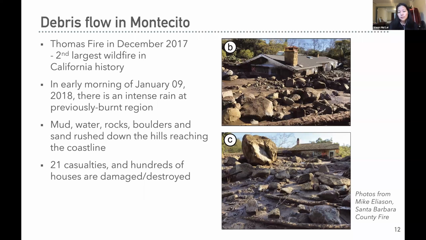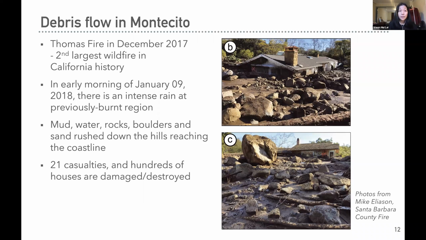And to understand the scale of destruction, the pictures here show a single-story house which is entirely covered with mud and large boulders. You can see the boulders are at least 4 meters wide. And there were several casualties, 21 people, and hundreds of houses were damaged or destroyed.